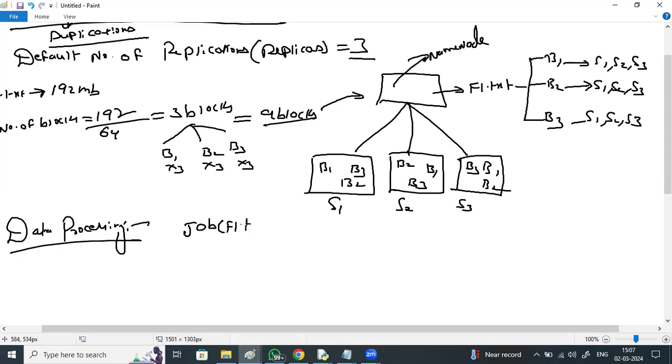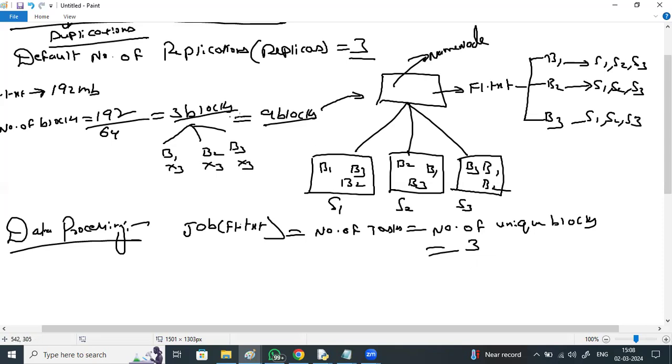A job to process F1.txt, right? Number of tasks equals the number of unique blocks. Why am I saying the word unique? The 9 blocks are really 3 blocks. Here it is 3 blocks, not 9 blocks. The 9 blocks are the duplicated blocks. So T1, T2, T3.